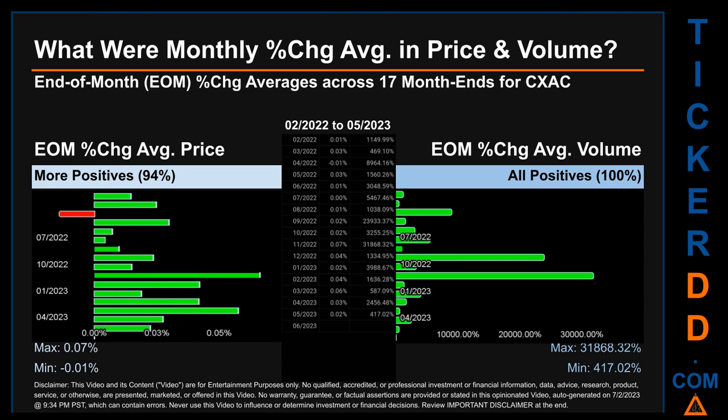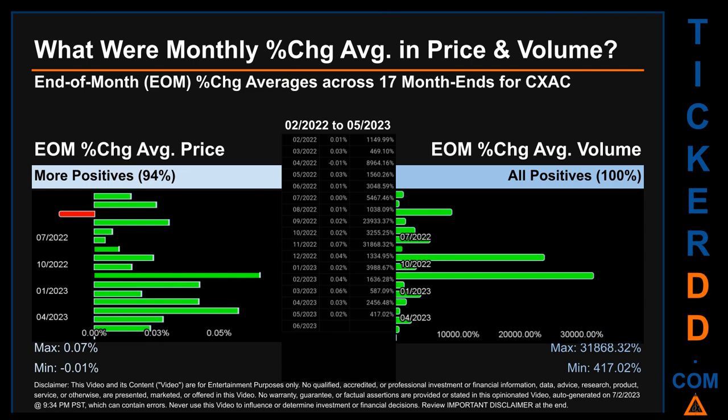What were end-of-month percentage change averages in price and volume for CXAC? The monthly average of percentage change in price and in volume were calculated for each of the 17 month ends. That calculation took daily percentage changes and averaged them for each given month. If a month end came out negative, then it means that the month summarily saw a negative change.